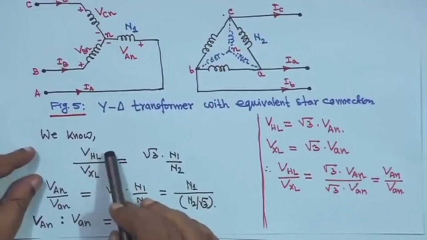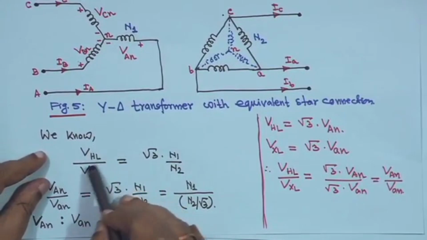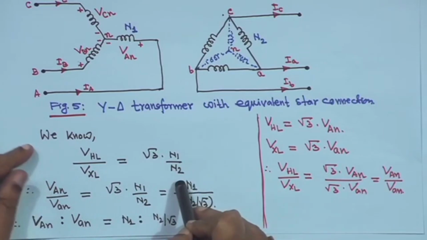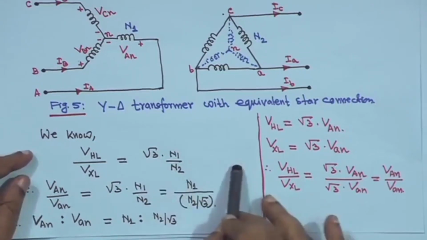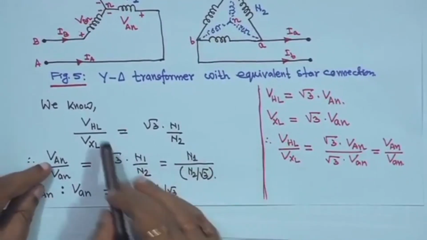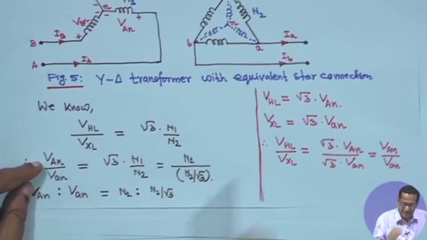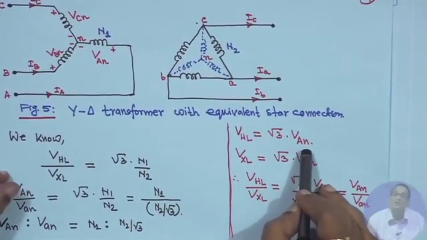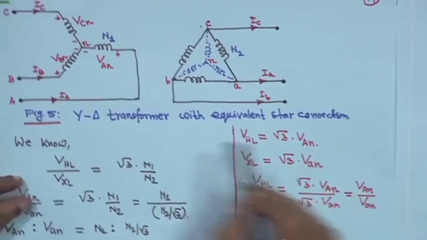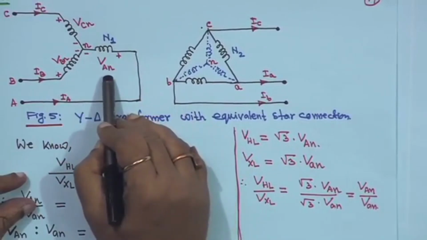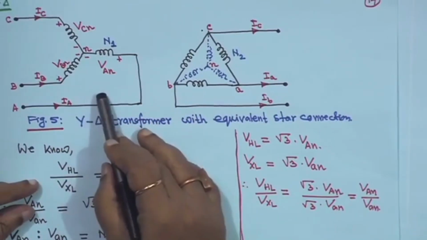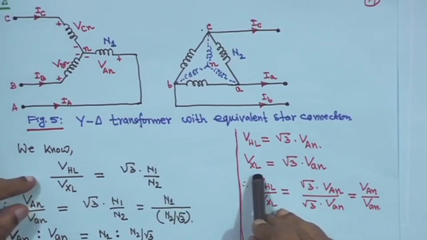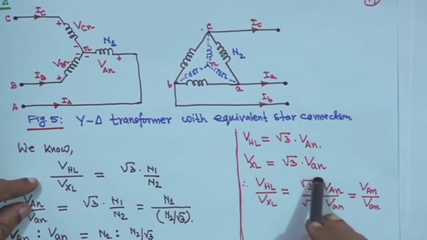Now, we have just discussed that the high voltage side line voltage divided by the low voltage side line voltage is equal to root 3 into N1 upon N2. Just now we have seen this, though no equation number is given here. That means the high voltage side line voltage is equal to root 3 times VAN, where VAN is the phase voltage. High voltage side is the star side, so VHL is root 3 times VAN, and the low voltage side line voltage is equal to root 3 into van, right.